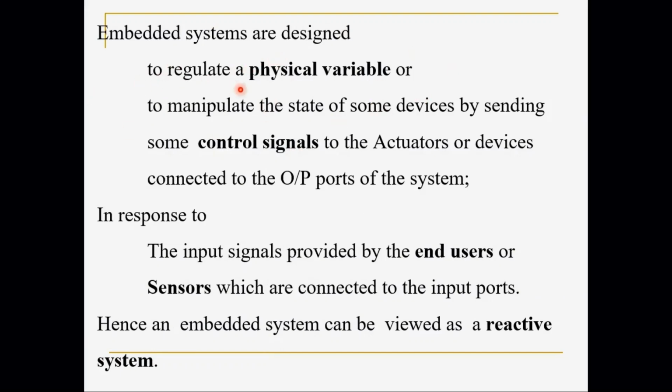Then the embedded system is about sensors here. Embedded systems are designed to regulate a physical variable. What is a physical variable? External world variables like light, heat, temperature, weather, like AC controls it. So when the embedded system controls the physical variable, or a speaker, it manipulates the state of some devices by sending control signals. That's how it works. For that purpose there are input output ports.